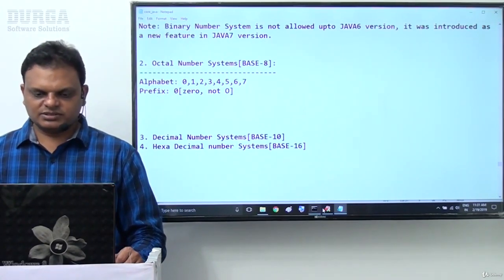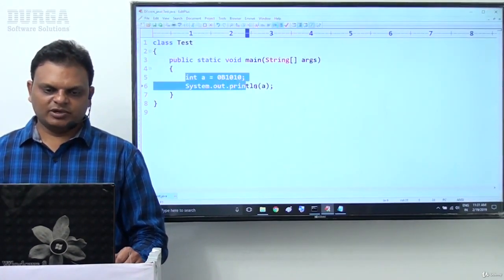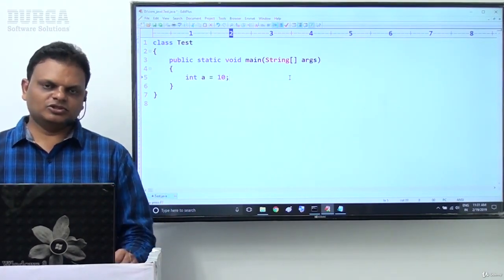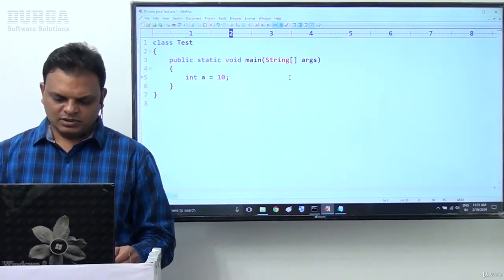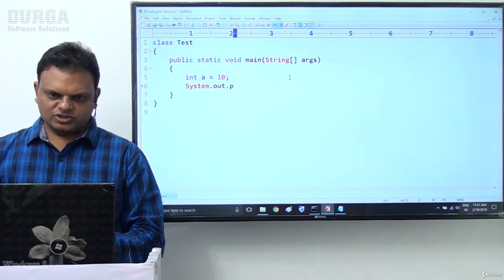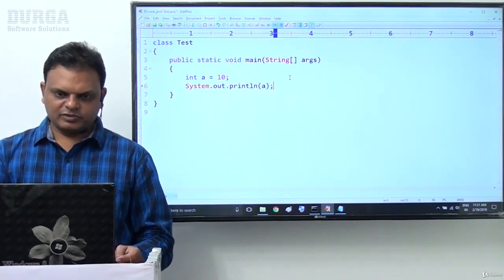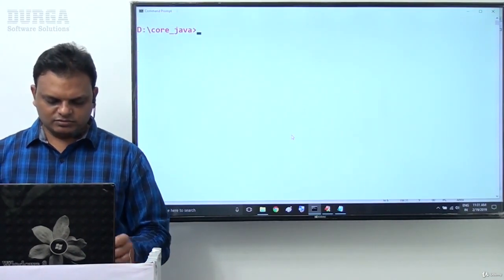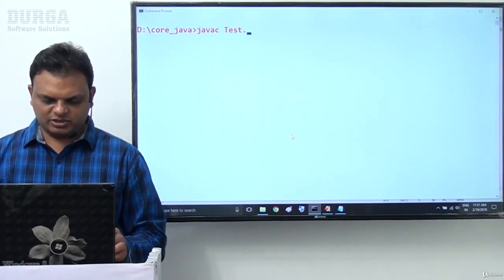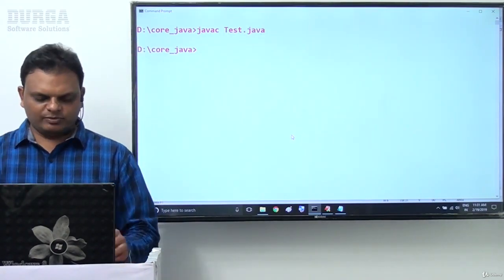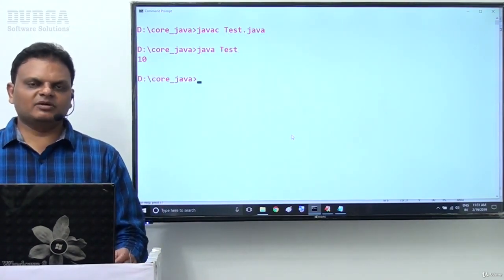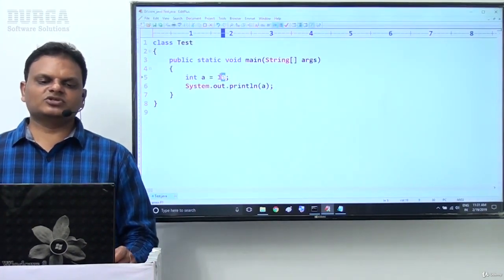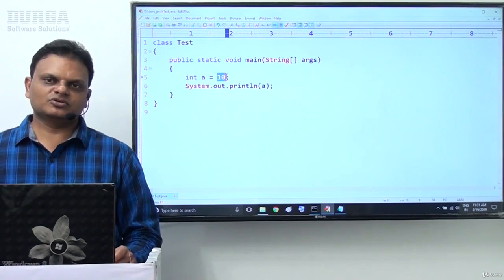Try to recognize this. For example, I want to take int a is equal to 10. That means 10. Next, System.out.println of a. What is this number actually? I did not provide any prefix value. Java C test.java. Not providing any prefix value, what is the meaning of it? The default number system. What is the default number system for this number? Decimal number system. So 10 is a decimal number.